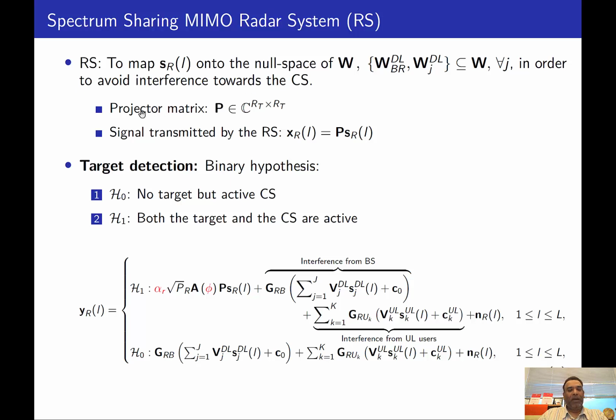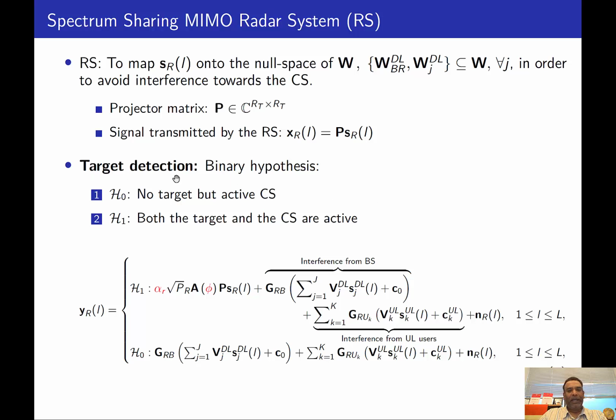So how do we do that? We use the projection matrix, where R_T is the number of transmit antennas at the radar. By R_T matrix, the signal transmitted by the radar system is given by this projection matrix multiplied by the transmitted signal. So this projection matrix enables us to transmit the radar signal waveform in the null space of this interference channel, the interference channel from the radar to the base station and from the radar to downlink users.